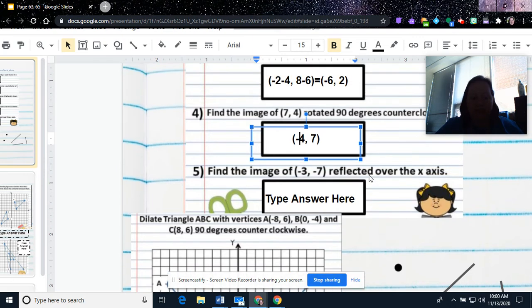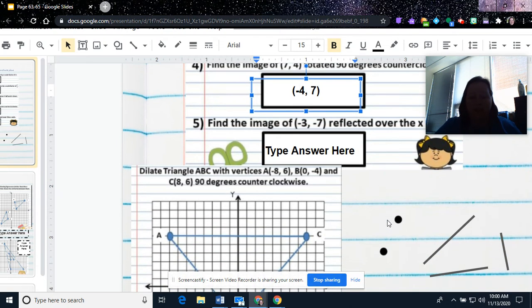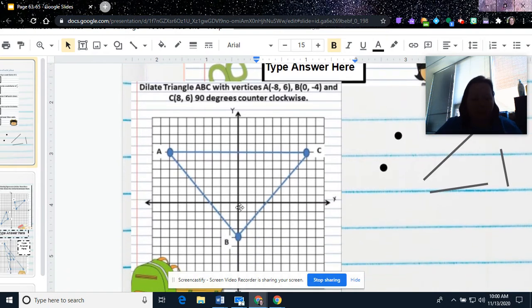So then finally, number 5 says the image of (-3, -7) reflected over the x-axis. So again, I'm going to come down here to kind of show you. So if I'm at (-3, -7), let's see, 1, 2, 3, 4, 5, 6, 7, and I'm going to reflect it along the x-axis, that means I need to take it and flip it up. So if I was 7 down, now I'm going to have to go 7 up. And so it would be there.